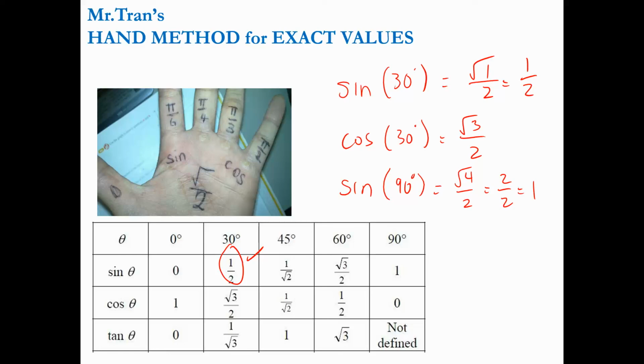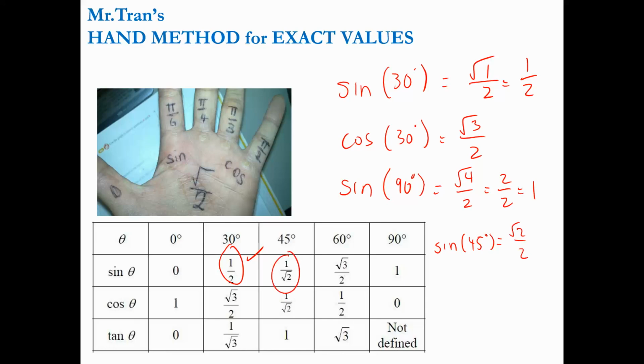So let's try 45 degrees now. If I do sine of 45 degrees, which finger is 45 degrees? Middle finger, so I drop it down. Now sine is the number of fingers on the left of 45. How many fingers do I have on the left? 2. So your answer will be square root of 2 divided by 2. Now we don't know what root 2 of 2 is, so we leave that as an exact answer.